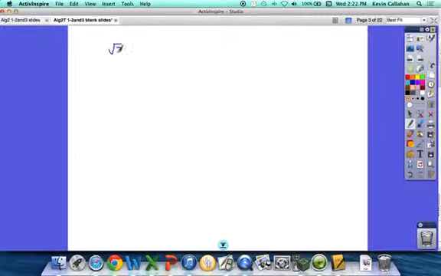The square root of 2. If we want to prove that that's irrational, let's assume that it's rational and show why that leads to something that can't be true. So we're going to assume that the square root of 2 is a rational number.